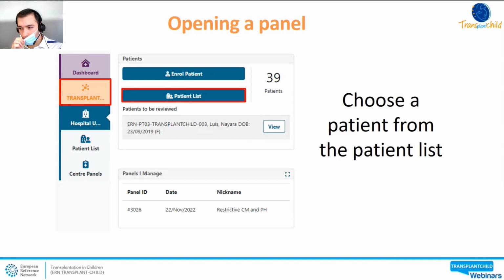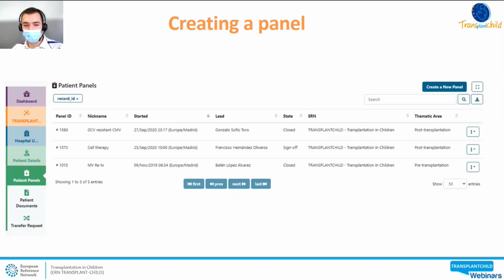Once you have enrolled a patient, you will be directly led to panel creation. But in case you want to create a panel from an already existing patient, you will need to visit your healthcare provider site in the CPMS and click on patient list. Then you will need to choose a patient from the patient list, and at the right-hand side of your screen, as you can see, create a new panel.